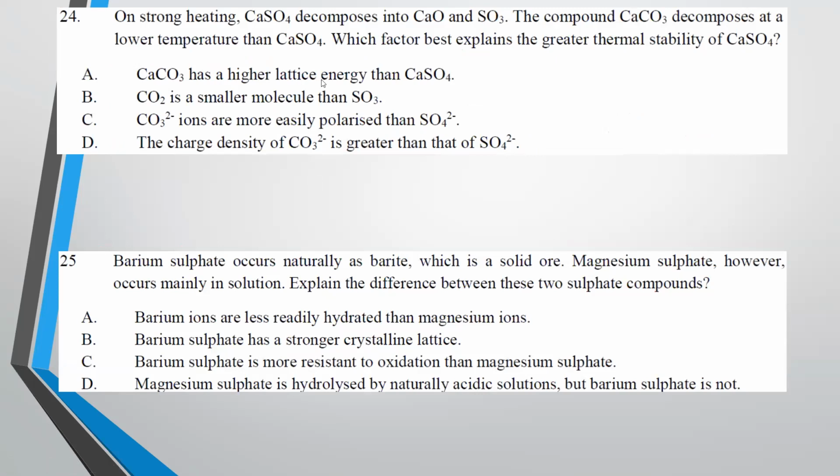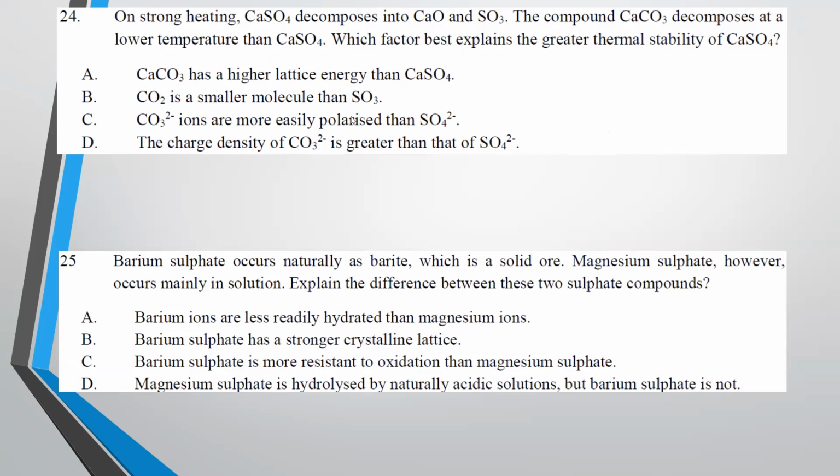On strong heating, calcium sulfate decomposes into calcium oxide and sulfur trioxide. Calcium carbonate decomposes at a lower temperature than calcium sulfate. Which factor best explains the greater stability of CaSO4? Okay, so how do you explain the thermal stability in here?